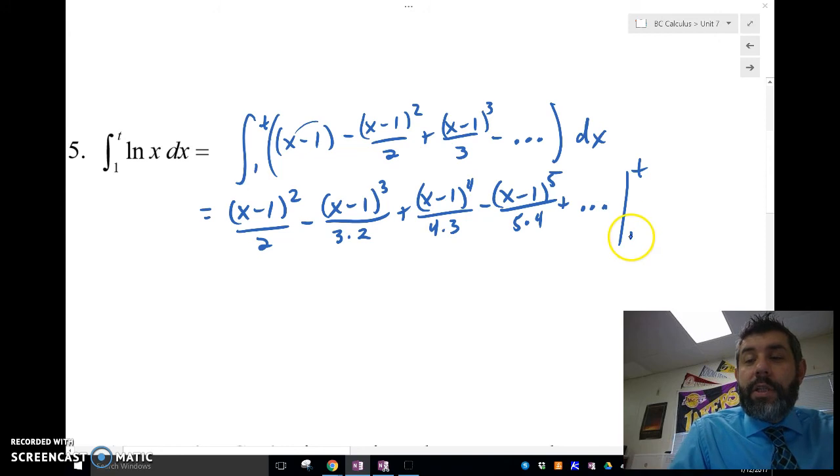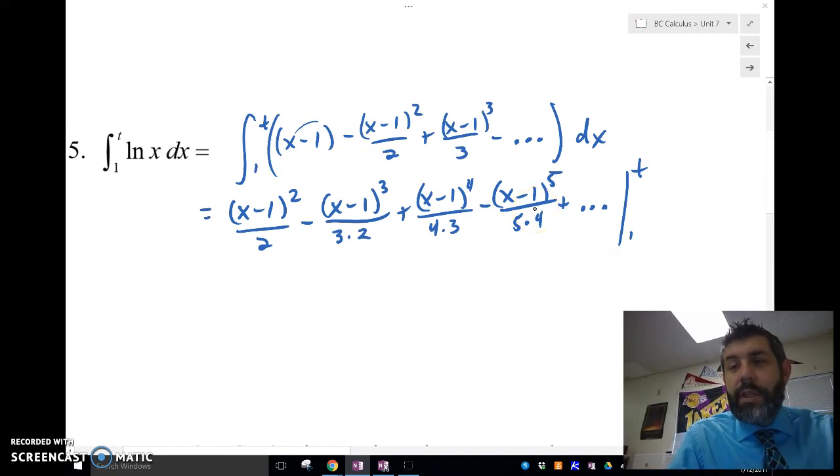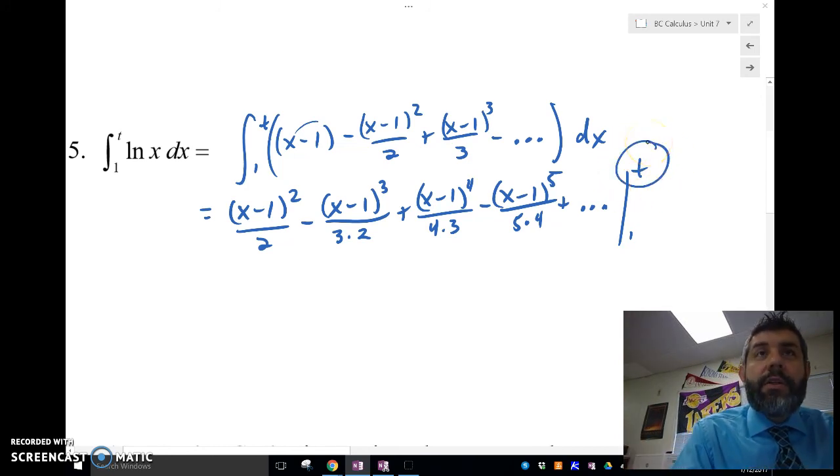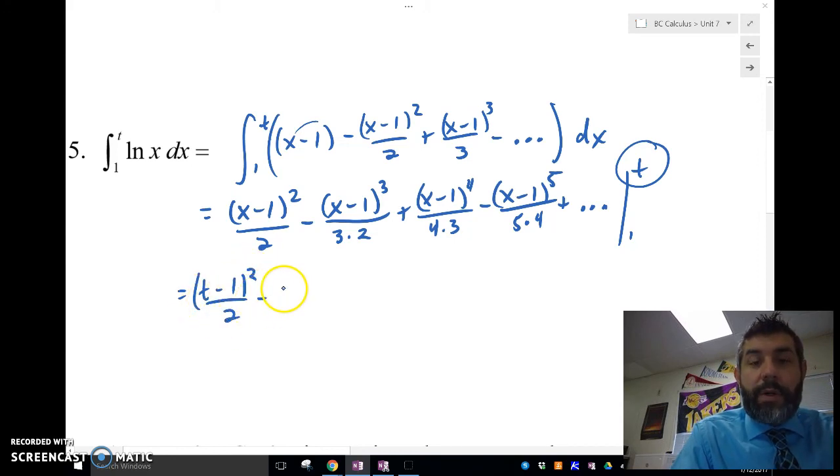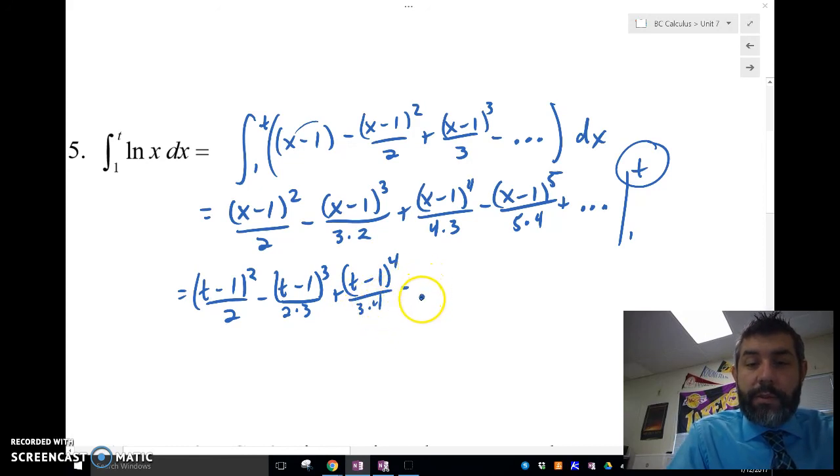I notice here that when I plug in a 1, it's just going to get all zeros, right? So those are just going to be all zeros. So let's only focus on the t here. So go ahead and plug the t in, and we're going to get (t minus 1) squared over 2 minus (t minus 1) cubed over 2 times 3 plus (t minus 1) to the 4th over 3 times 4 minus.